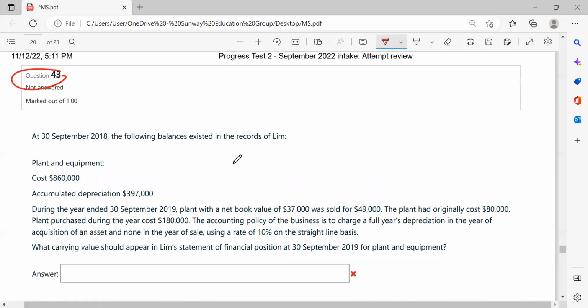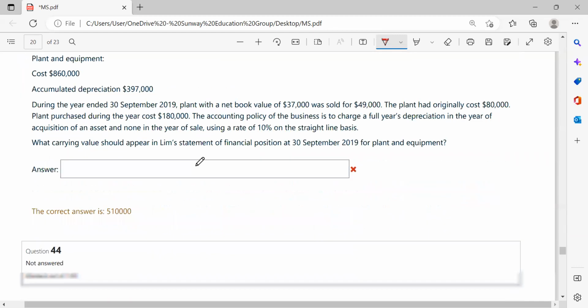Question 43, also the same thing. I already discussed this in class, and in fact, this is a homework given for you all. So once again, I'm not going to discuss it here anymore. You figure out the answers on your own, because I already explained in class before.